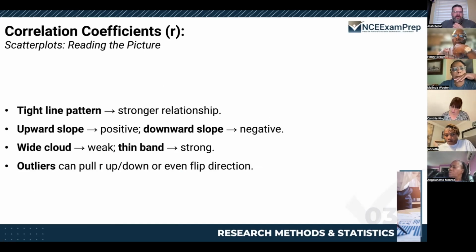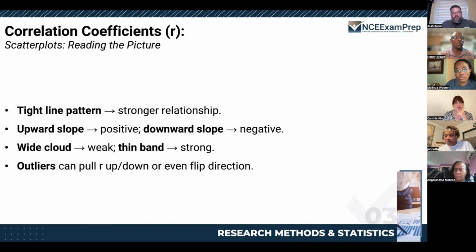Let's look at scatter plots. A tight line pattern is going to indicate a stronger relationship. An upward slope is going to be positive, and a downward slope is going to be negative.